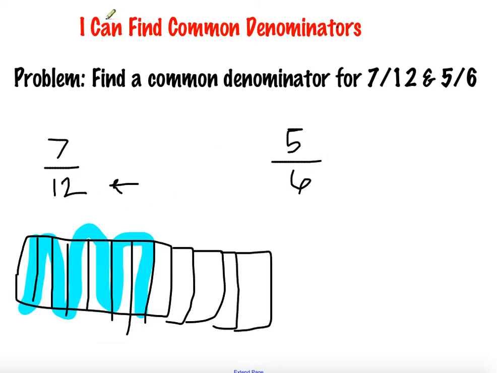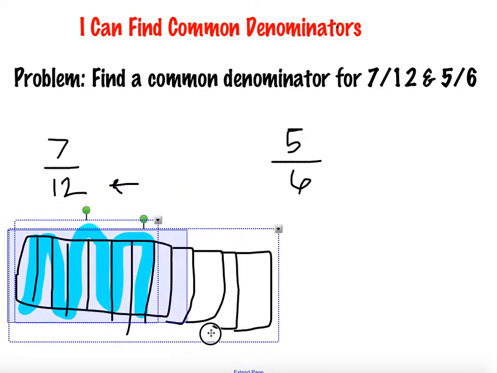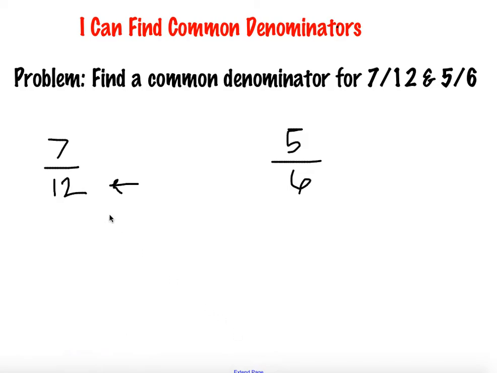So the 12 tells me my whole number. So your denominator is what tells you what your whole is. So we're going to try and find common denominators because in order to add fractions, we want to have a common denominator or the same number on the bottom of the fraction. So right now, we wouldn't be able to add these, technically.